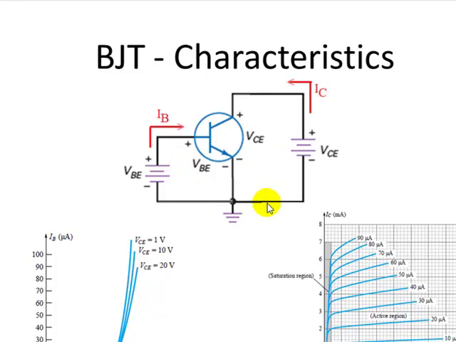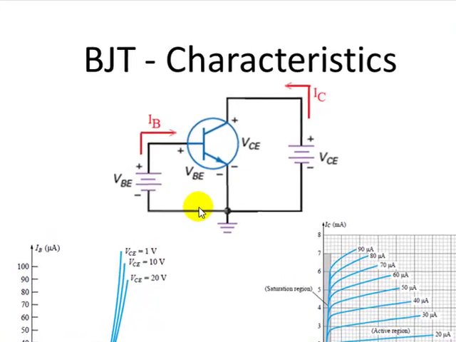To obtain BJT characteristics, we need two voltage sources. One is VBE and another one is VCE. VBE is applied to the input terminals, that is between base and emitter, and VCE is applied between the output terminals, that is collector and emitter. The input current is IB, that is entering the base, and the output current is IC, that is entering through the collector terminal of the transistor.